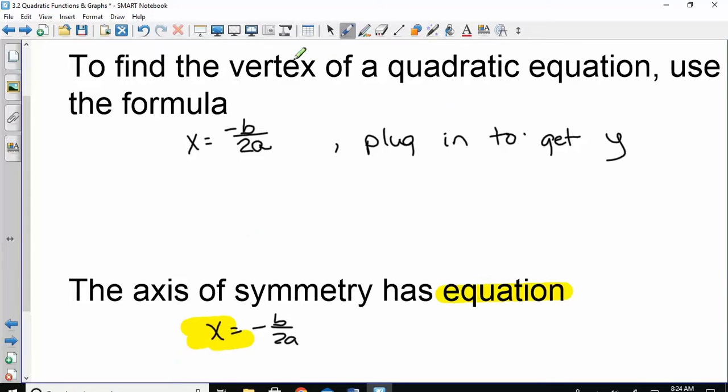Make sure on those, anytime I ask you for it, I'm asking for the equation, so you have to have that x equals. So if you just tell me axis of symmetry is 5, that's wrong. It would be x equals 5. So make sure you're giving me an equation for that.